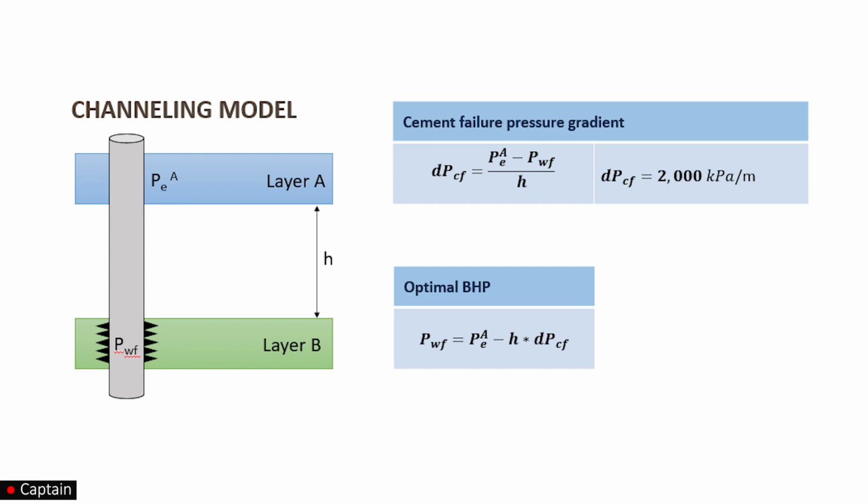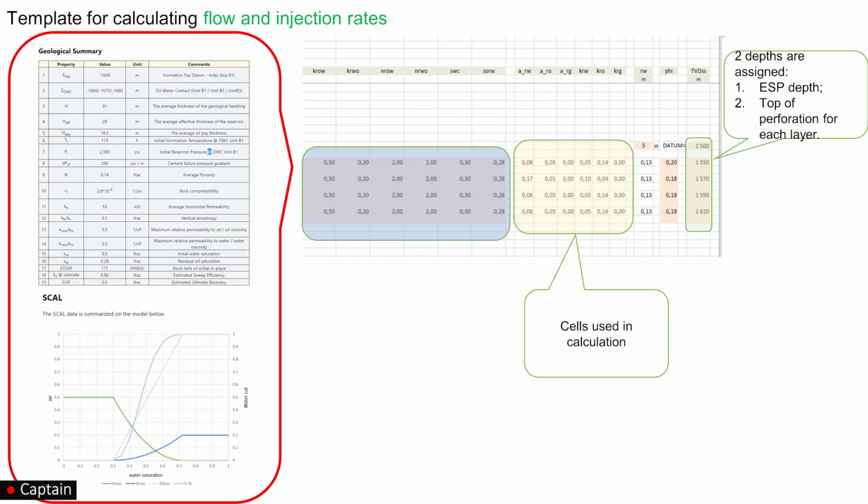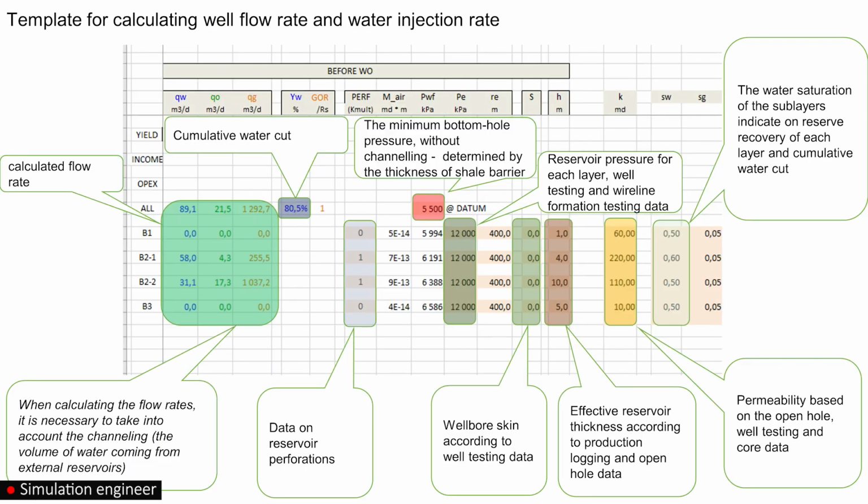I want to give the floor to the simulation engineer, who will be responsible for defining production targets for producers and injectors. An analytical form was presented to help calculate the flow rates, where the input parameters include field summary and relative permeability. Next, we set the pump setting depth and top of perforation. Based on this data and the data acquired from production logging, the well testing determines the contribution of each unit to the total flow rate of this well.